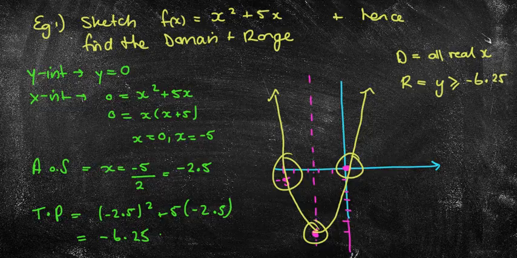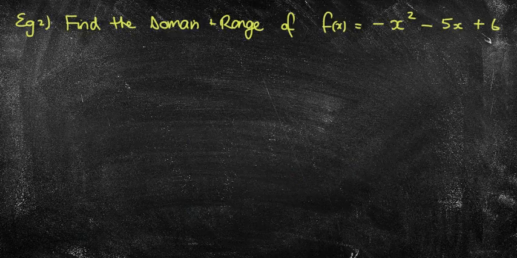Alrighty, one last question, because realistically the only difference is going to be how you sketch your graph, and often it's going to be on how you solve to find the x-intercepts. But this is a question I wanted to do because it's a negative graph, which means that our parabola is going to be something like this.